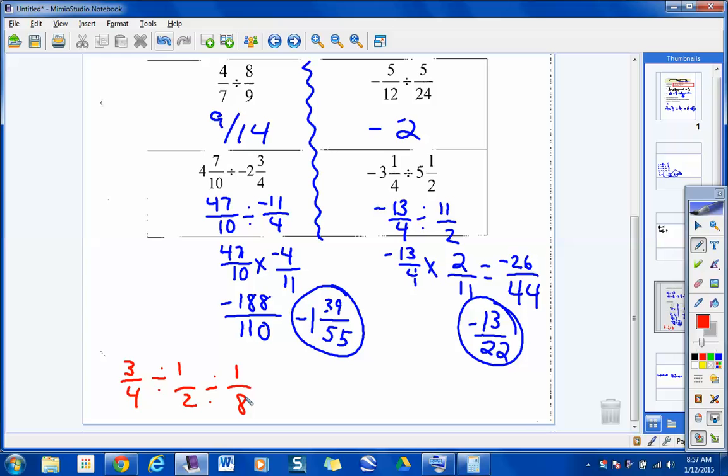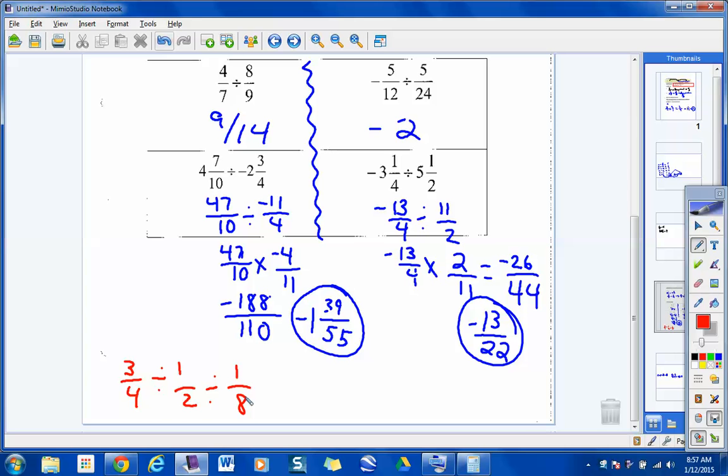The leading fraction will always, always, always stay the same. Anything after a division sign will change to multiplication of the reciprocal. Okay, so the leading fraction will always stay the same. So that would really be the same as 3/4 times what first? 2 over 1 times 8 over 1. Multiply the tops, multiply the bottoms, you're on your way.